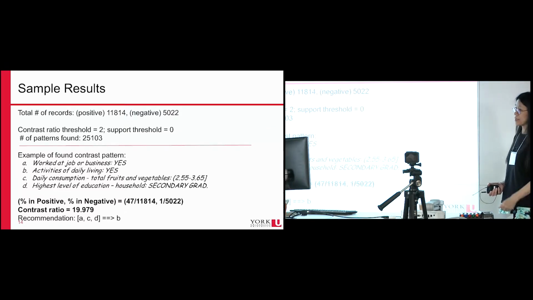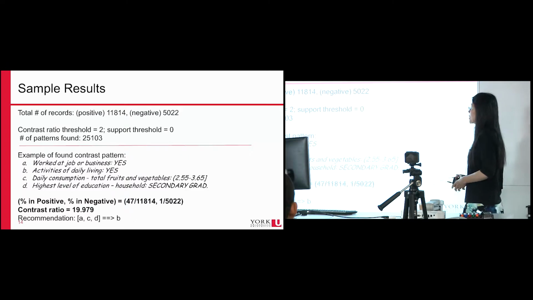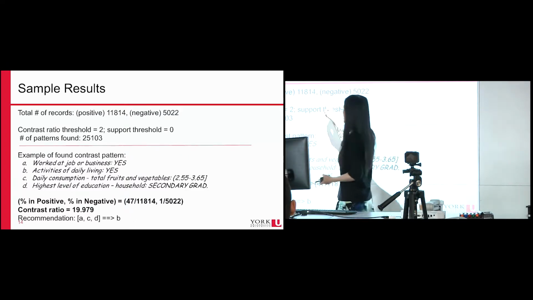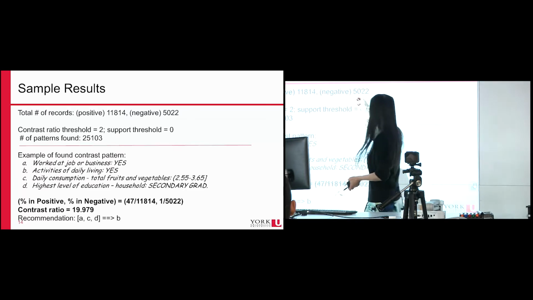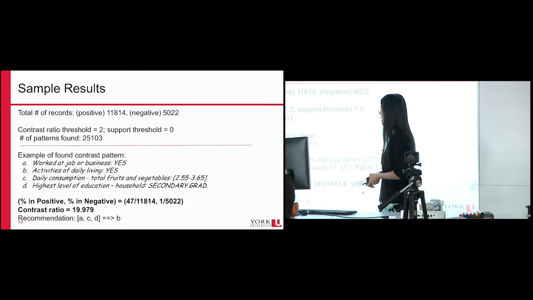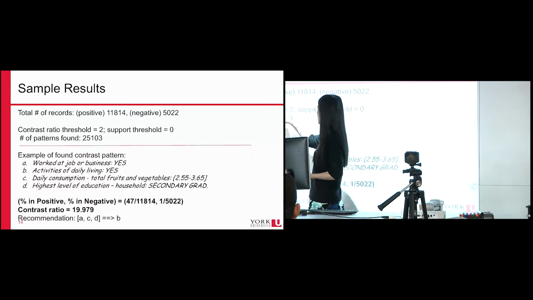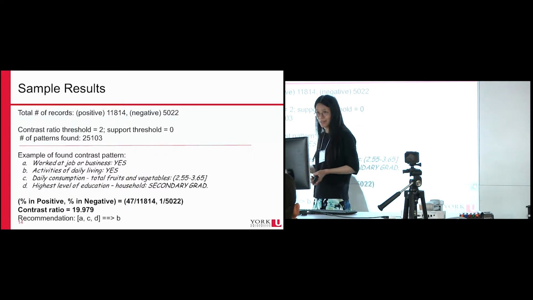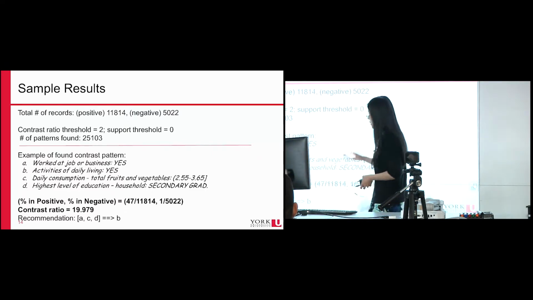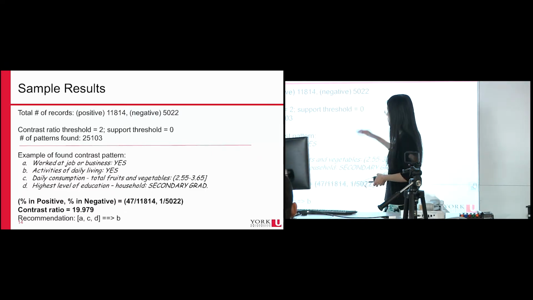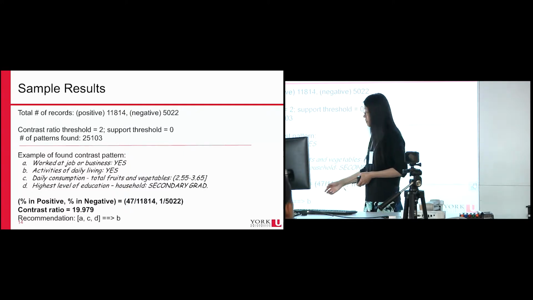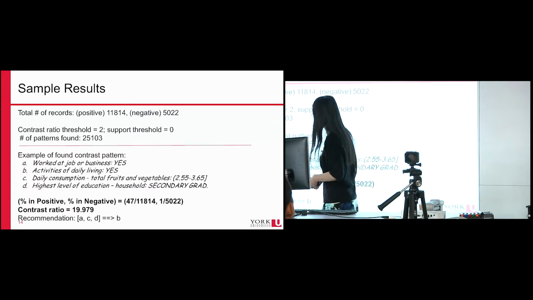Here is some sample result from running that algorithm on our data set. Again, in our data set we have this many positive examples and that many negative examples. If we set the contrast ratio threshold to be 2, and suppose the other threshold to be 0, that means as long as the pattern occurs, it is okay to be an output. Then the number of contrast patterns we found is a lot. If you increase the threshold, this number can be reduced. Here is an example of a contrast pattern.